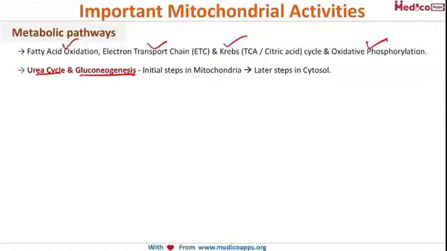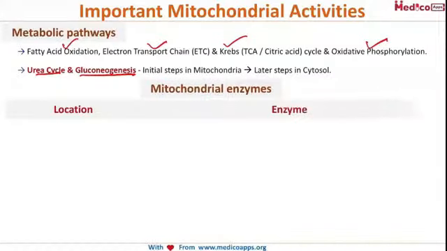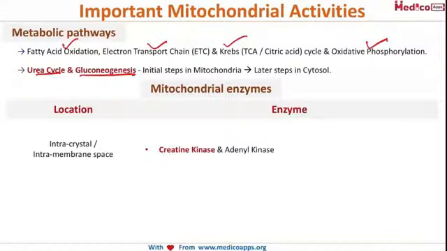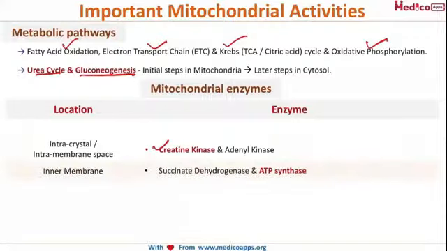Now there are many enzymes that are present in various parts of the mitochondria. We will just have to memorize them. So let's look at them according to their location. Now in the intramembrane space or the intracrystal space, the enzymes present are creatine kinase and adenylyl kinase, right? Creatine kinase and adenylyl kinase. On the inner membrane of mitochondria, succinate dehydrogenase and ATP synthase are present. So where is ATP synthase present? It is present on the inner membrane of the mitochondria.